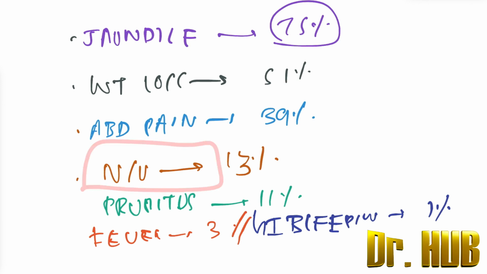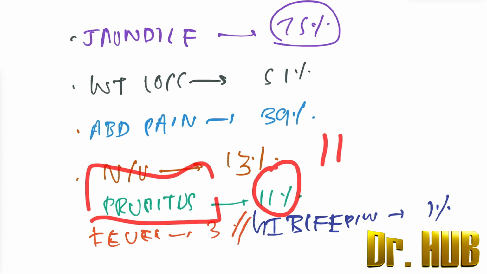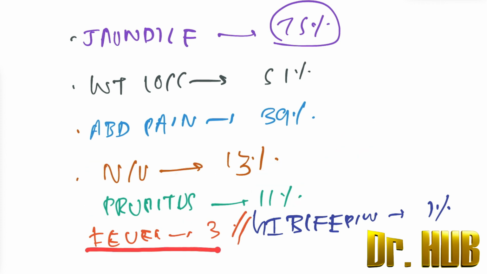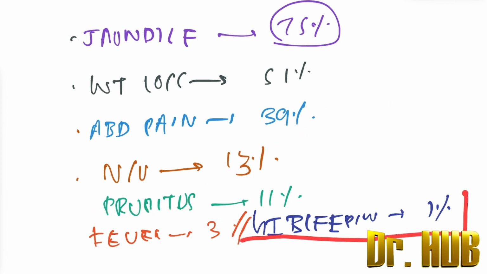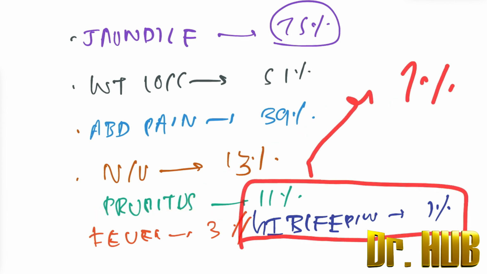There is nausea and vomiting. It is seen in 13%. Then comes the pruritus, which is in 11%. Fever is seen mildly, that is in about 3%. Then GI bleeding is very rare, that is in 1%.